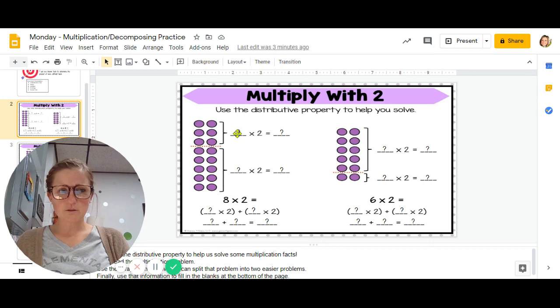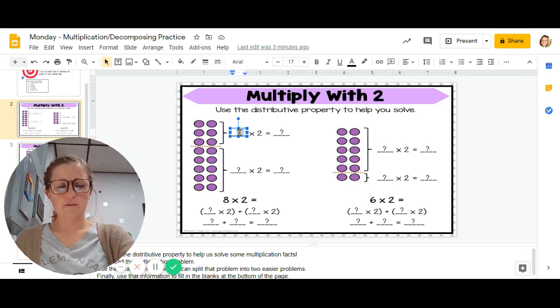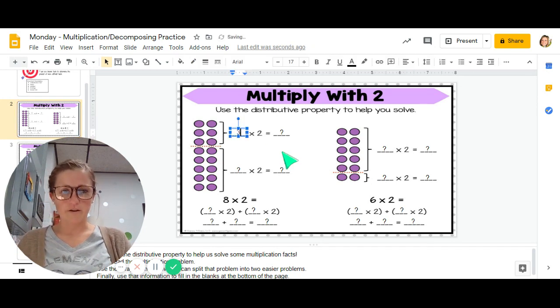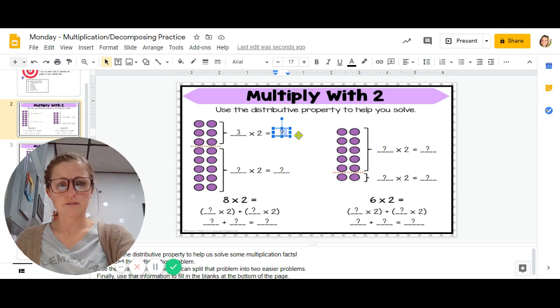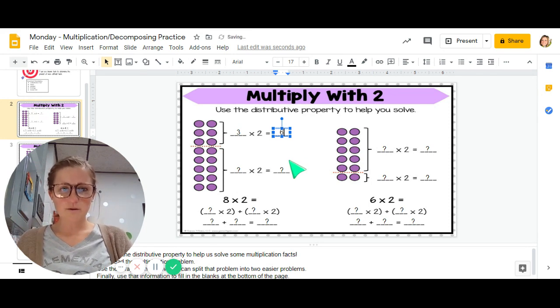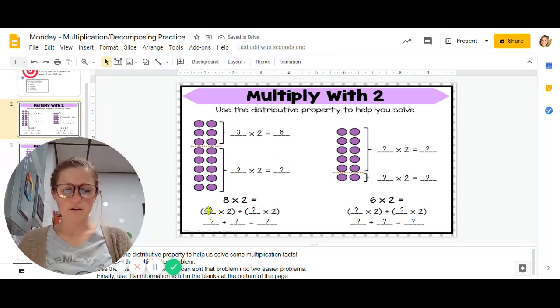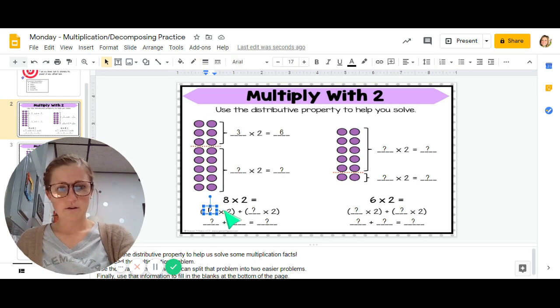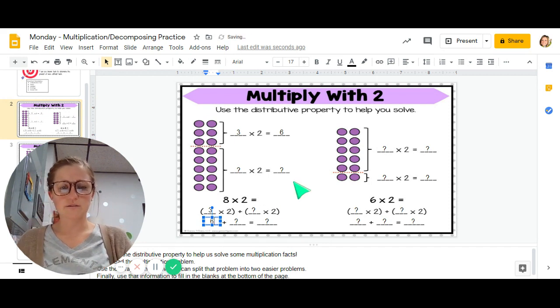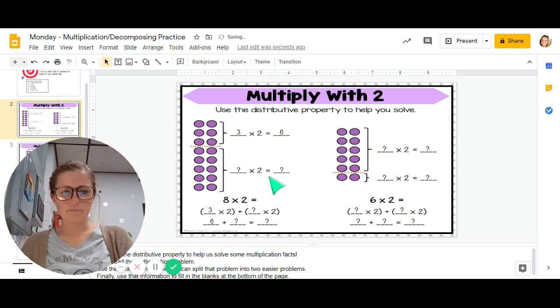So if I triple click this question mark, I can type in a 3 there. 3 rows of 2. And then if I add up the dots, 2, 4, 6, I know that this one is 6. And I can also go ahead and come down to the bottom here and rewrite this equation as 3, oops, I gotta delete that question mark, 3 times 2, and 3 times 2 is, then I would have to do it for this one.